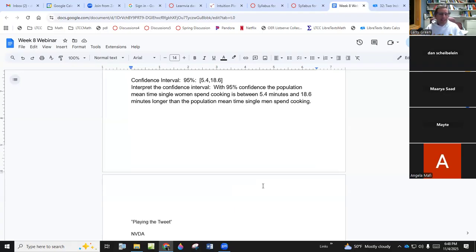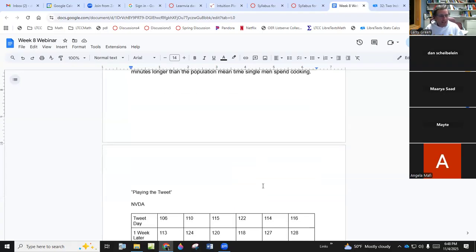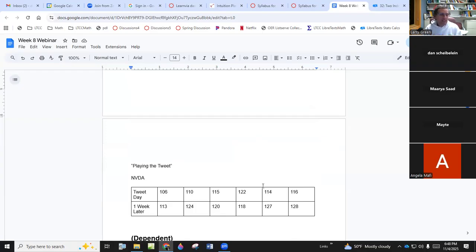But what I did is I looked at the data on tweet day, what I call tweet day, the day he hit his tweet and the end of that day, and what the price was for NVIDIA at the time. And then I waited 1 week later and looked at the price again. And I wanted to see whether the stock went back up. Does that make sense?